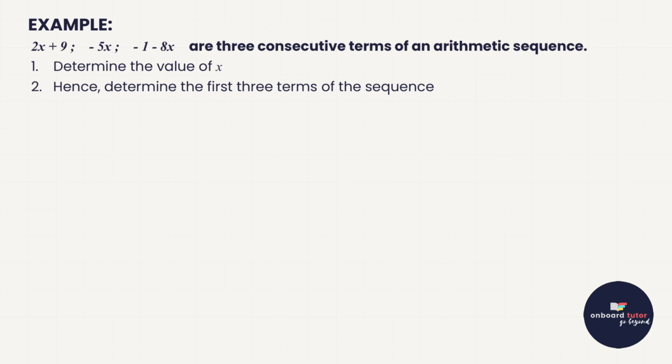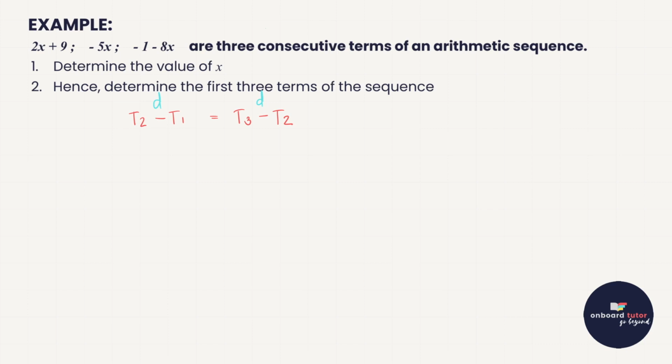So what they are actually testing here is that we understand the definition of an arithmetic sequence. In an arithmetic sequence, we know that there is always a constant difference, which means that term 2 minus term 1 must be equal to term 3 minus term 2. In each instance, this will simply equal the constant difference.